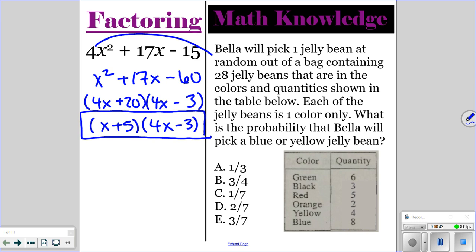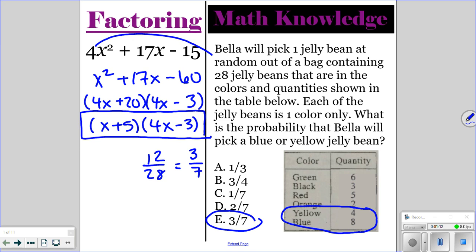For the math knowledge question, she has a bag of 28 jelly beans, and each jelly bean is only one color. We want to know the probability that we'll pick a blue or a yellow. Well, blue and yellow, there are a total of 12 of them. So 12 out of 28, you can divide those by 4. And so if you divide by 4, that leaves 3 over 7. So that would be your probability.